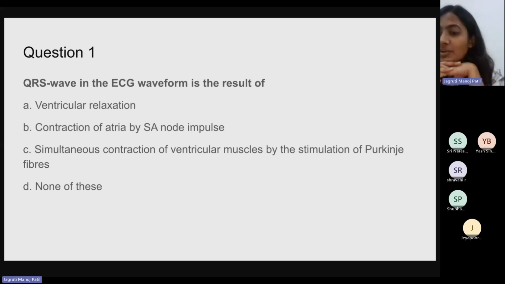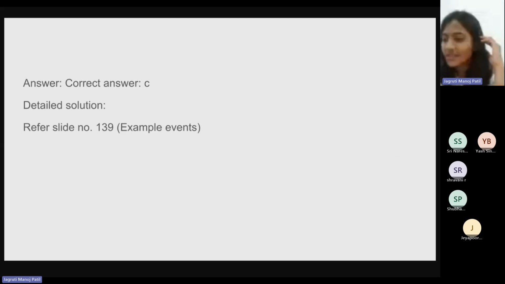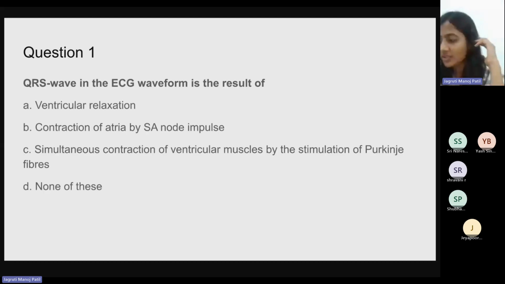So we saw P wave was some depolarization. QRS was some depolarization. T was some repolarization. Depolarization is when something contracts, and repolarization is when it relaxes. There are other names for it also, that is systolic and diastolic. So the answer is C, the simultaneous contraction of ventricular muscles by the stimulation of the Purkinje fiber. So the blood flows through and into the systemic circulation.